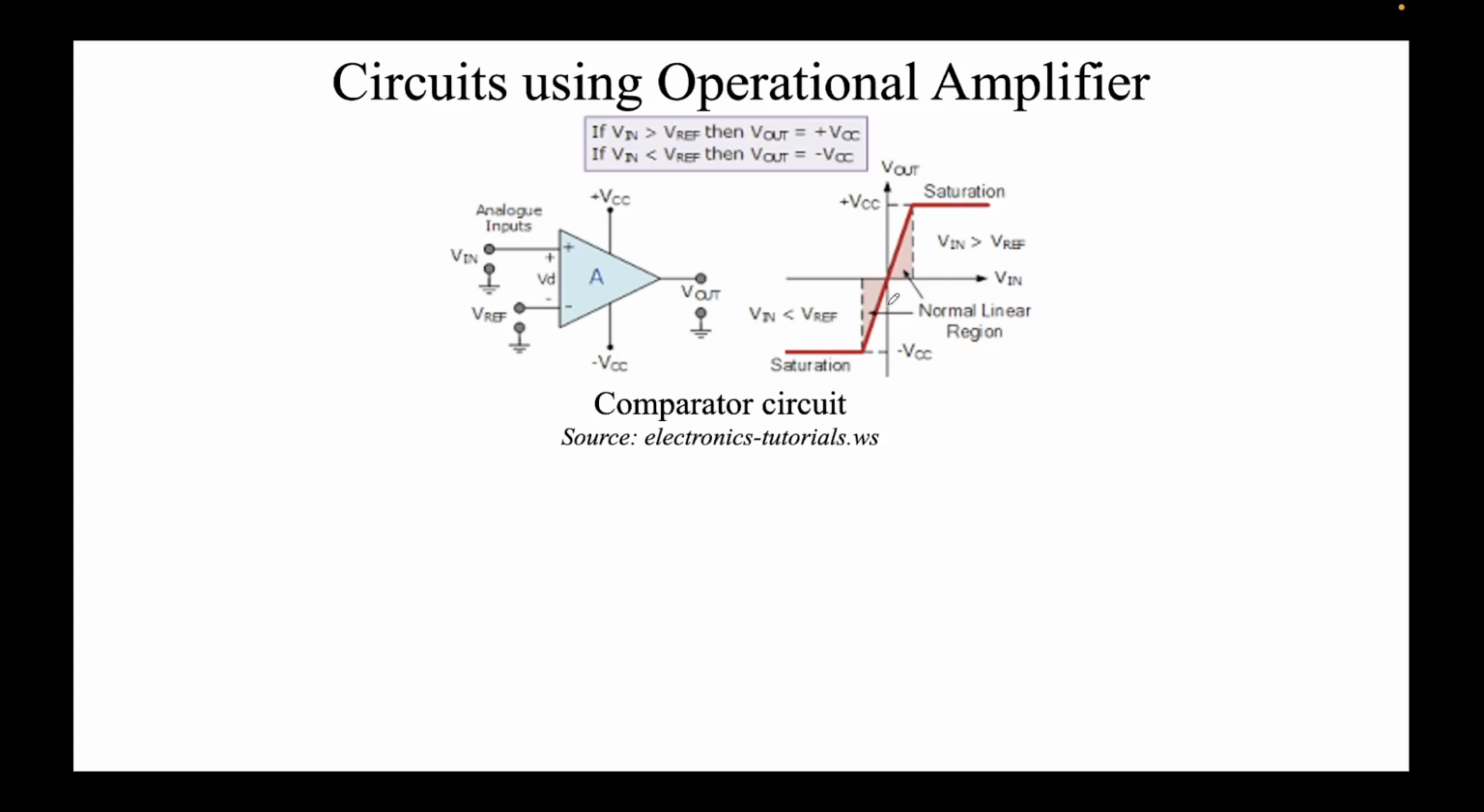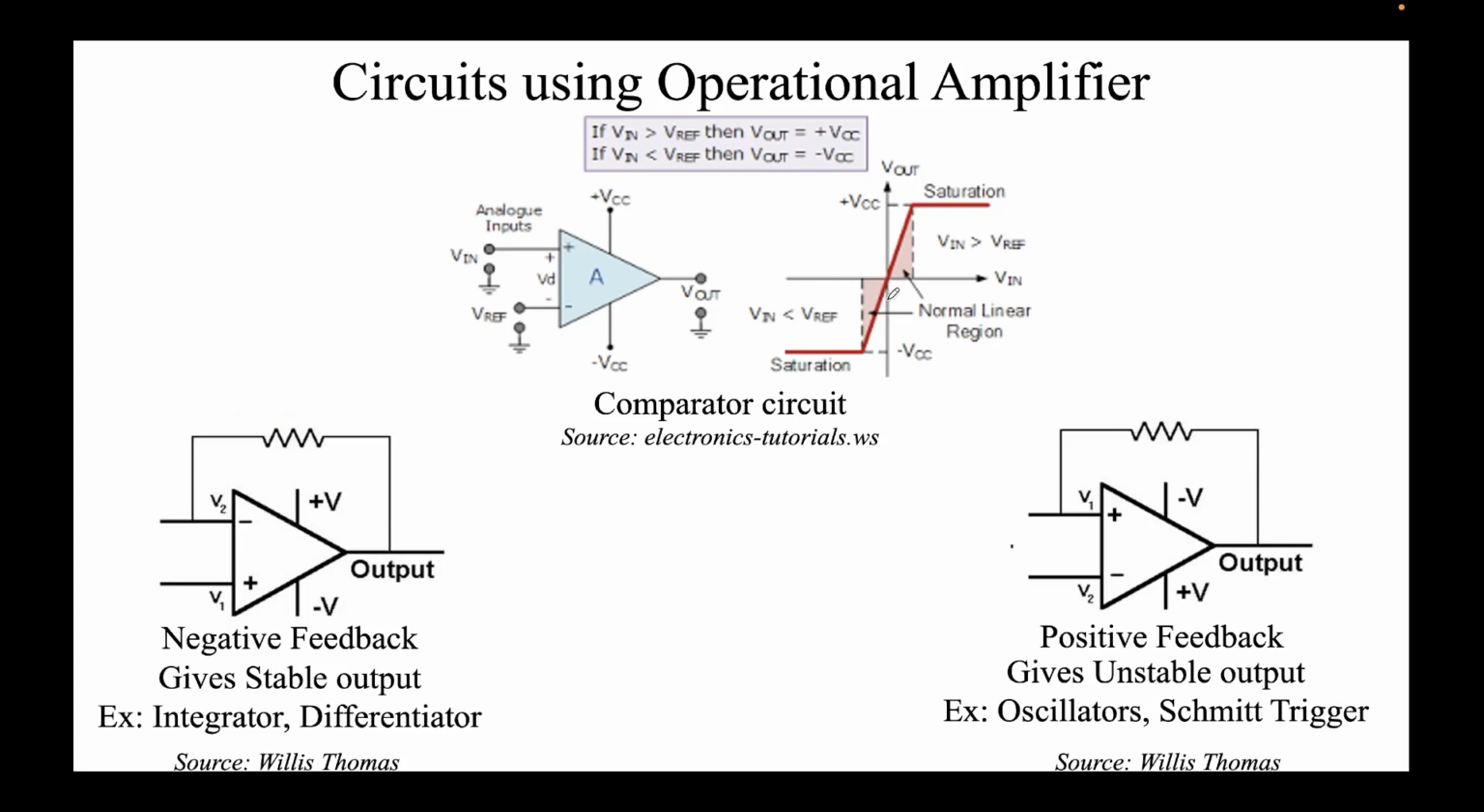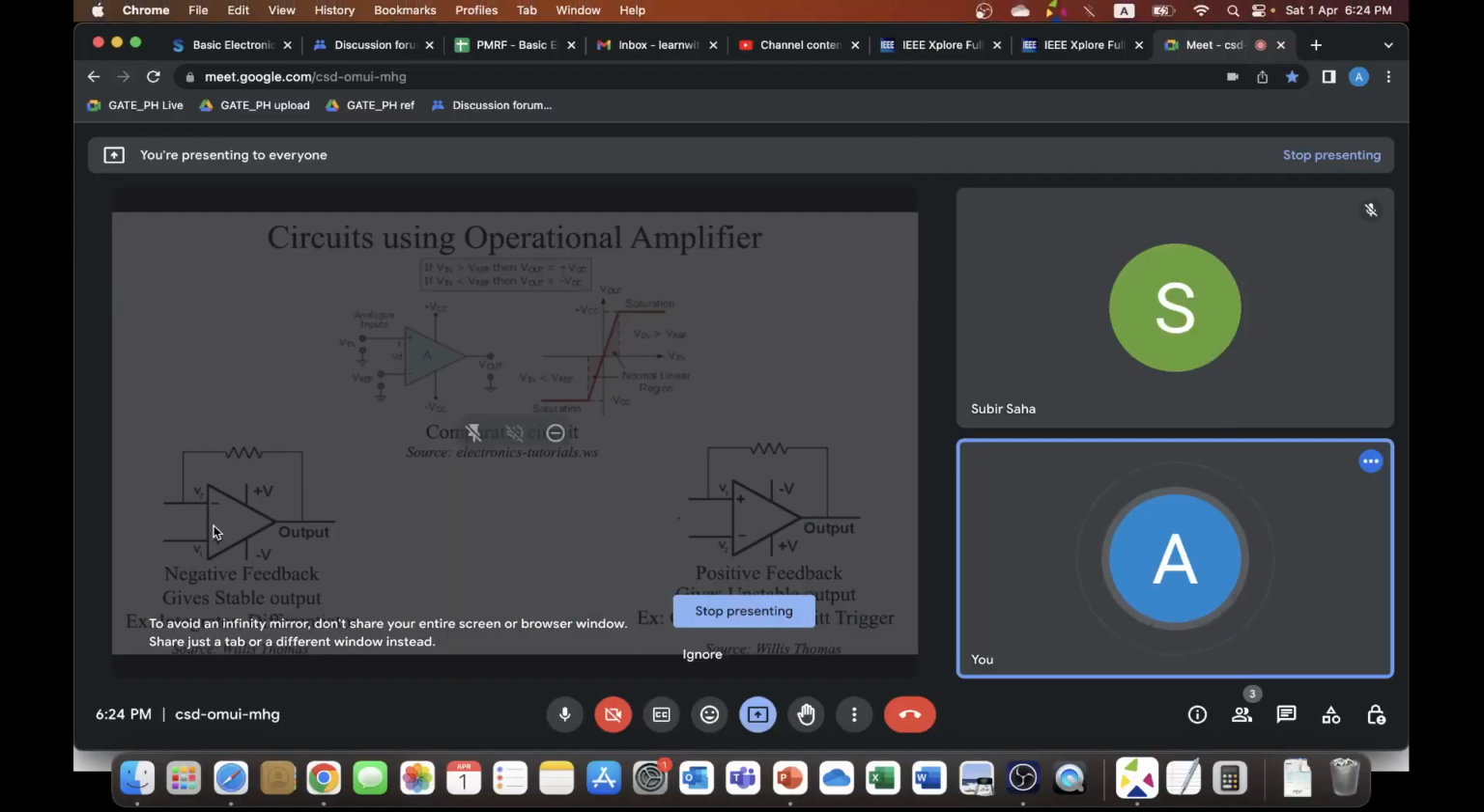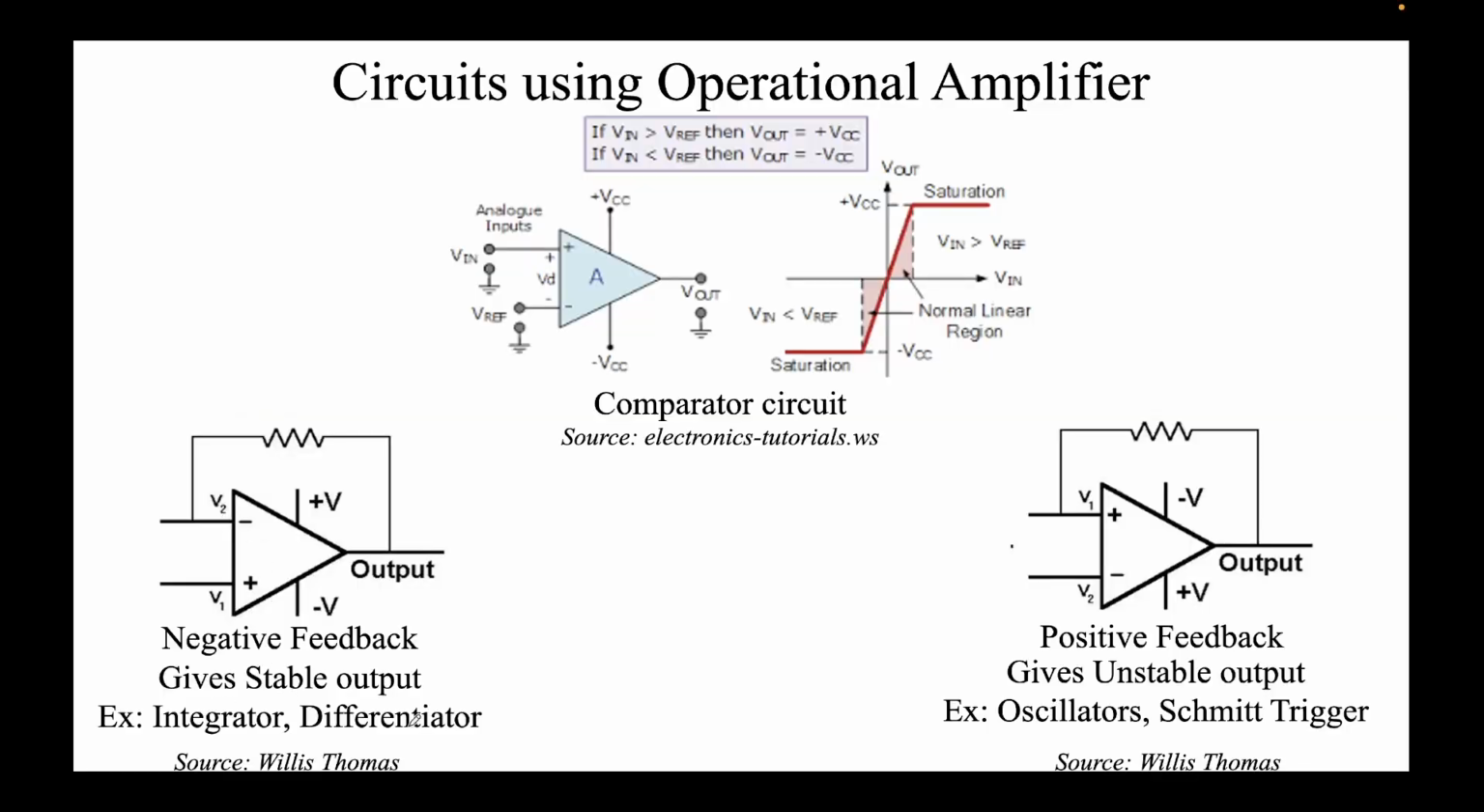In the middle is the normal linear region in which we usually operate for amplification purposes, which we achieve using negative feedback. It gives a stable output, and it is called negative feedback because the output is fed to the negative terminal, the inverting terminal, which you can see over here. Examples are integrator and differentiator.